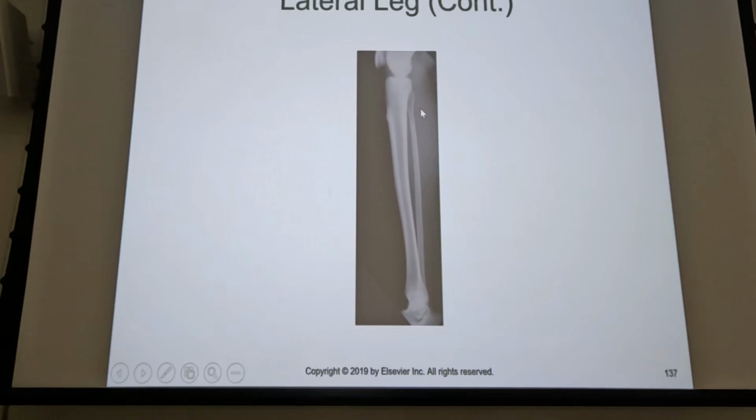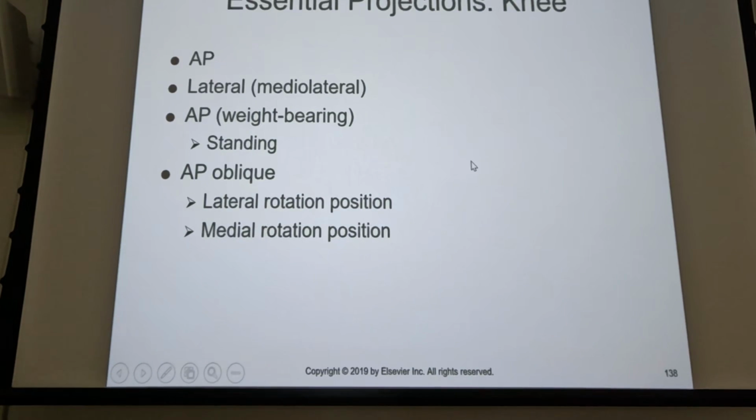So with your Osgood-Schlatters, what you'll see is the tibial eminence points outward instead of being just a little bump. It'll be sticking out. So we've got a lot of things on the knee. We probably won't get all the way through the knee, but we've got a lot to talk about. So we've got an AP, and it might be AP axial depending on the patient. We've got lateral, we've got weight bearing.